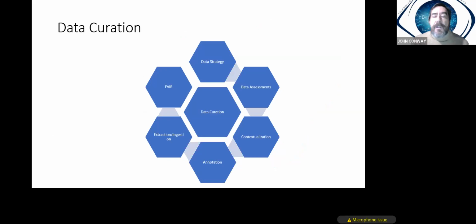And then data curation. Data curation goes from data strategy into data assessments, contextualization, annotation, extraction, ingestion, and ultimately into a FAIR data environment where people can reshare, share, and take full advantage of that highly curated data. And that's what you're going to hear from Dr. Richa today. So with that, I think we're going to run two polls.